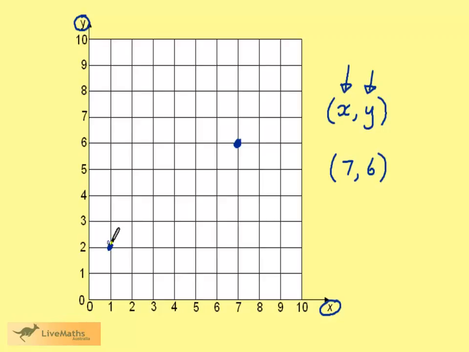So looking at another point, this point here would be the point 1, 2. The x is 1 and the y is 2, and x always comes before y, just like they do in the alphabet.